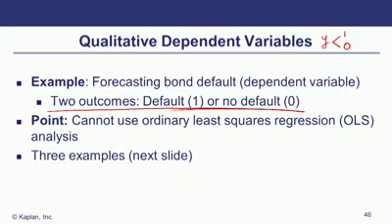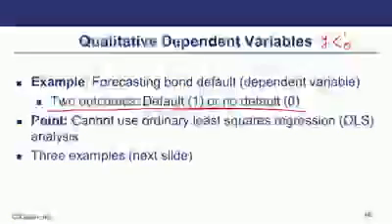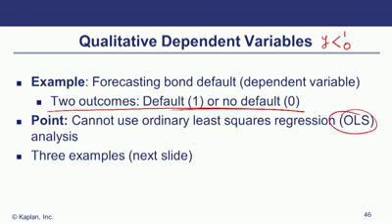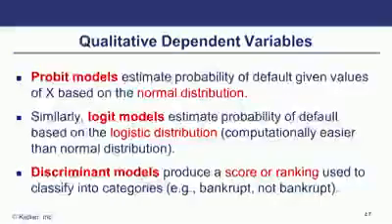So the qualitative dependent variable could take the value of 1, which would mean default, or the value of 0, which would mean survival. Okay. Now the point we're trying to make with this is we cannot use the good old OLS regression when we are doing this. When you've got a qualitative dependent variable, you can't just do the OLS regression. So what are we going to do instead?